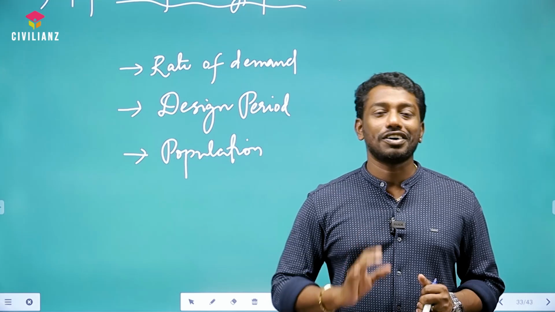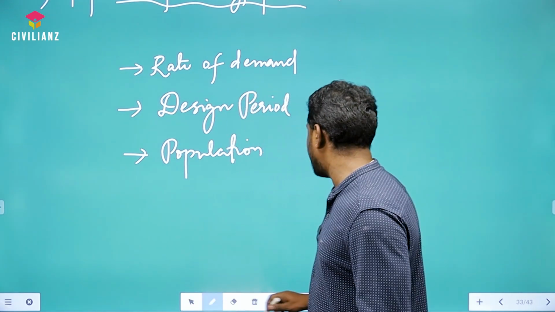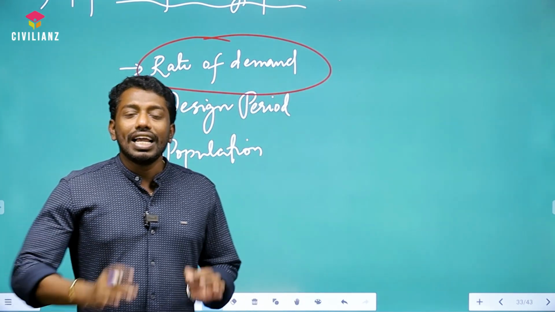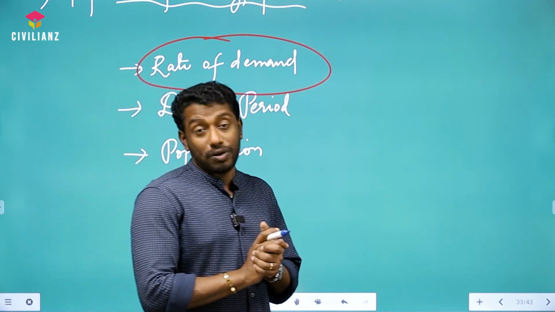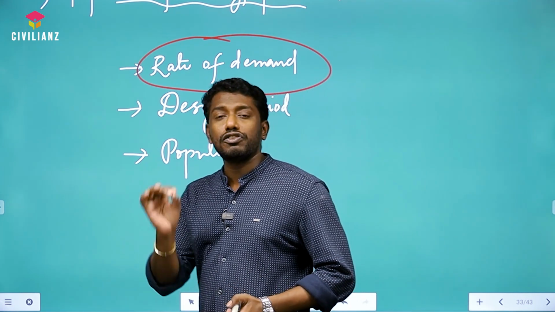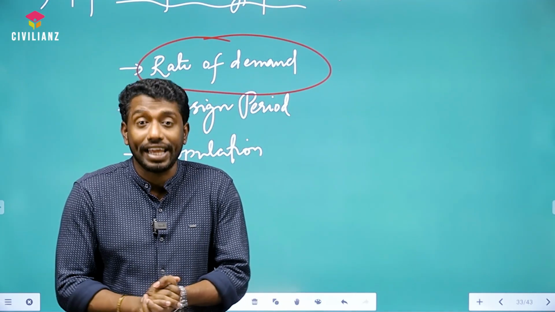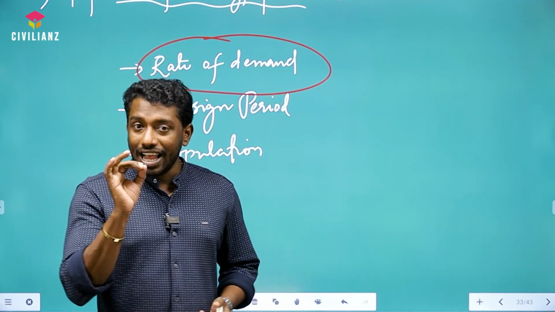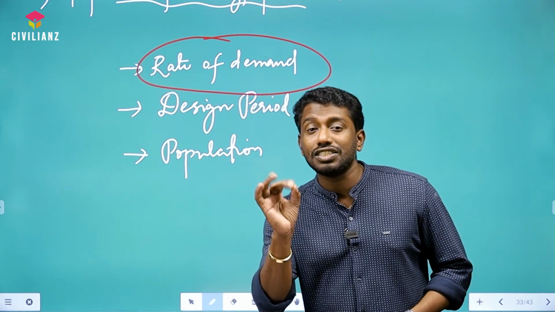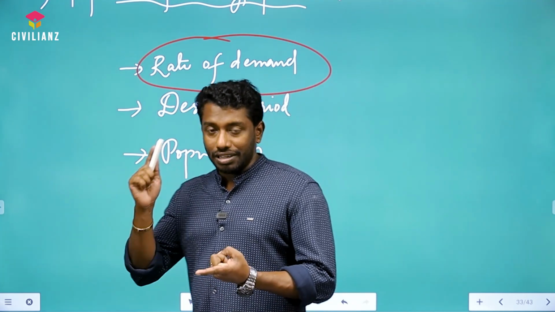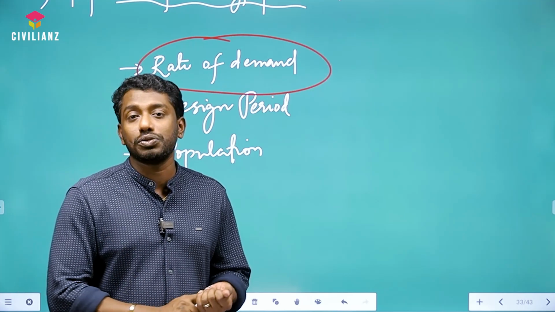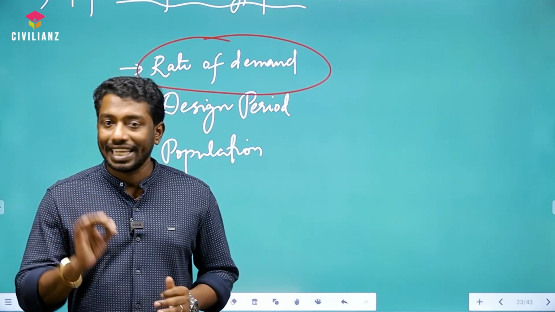What is rate of demand? First we have to study about rate of demand. It is the average amount of water required by an individual to fulfill all his daily needs within just 24 hours. It includes his bathing needs, his cooking needs, his cleaning needs, his toilet use. Everything comes under this rate of demand.